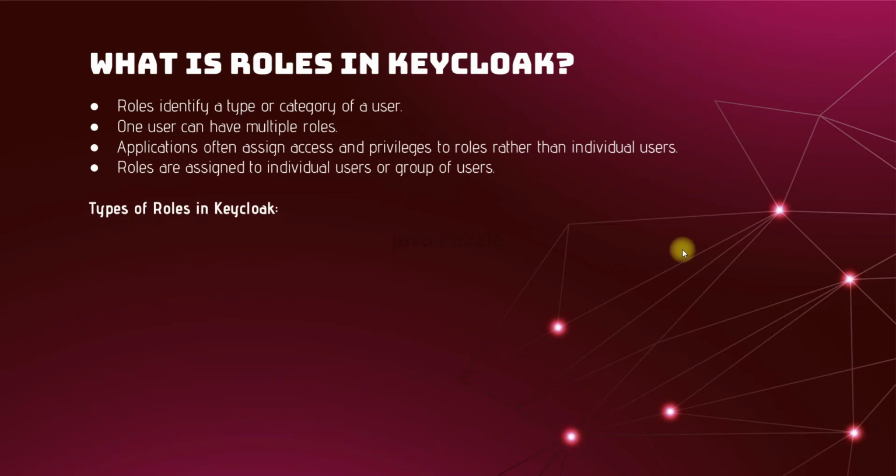There are types of roles in KeyCloak. Realm roles are defined at the realm level and can be defined as a global namespace to define roles. Client roles are defined at the client level, and are a namespace dedicated to a client.